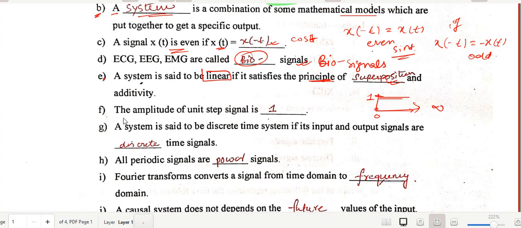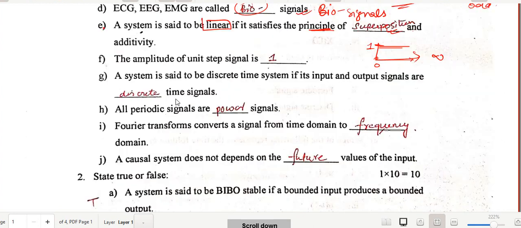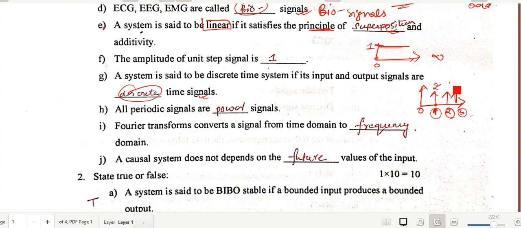Okay, so that is why it is called unit step. The next question, G, a system is said to be discrete time system if its input and output signals are discrete time signals. So this is your discrete time signal basically. The signal will be like this. That means it will be at discrete point intervals of time. So this is suppose 1, this is 2, this is 3. At the discrete instants of time, we are having some signal.